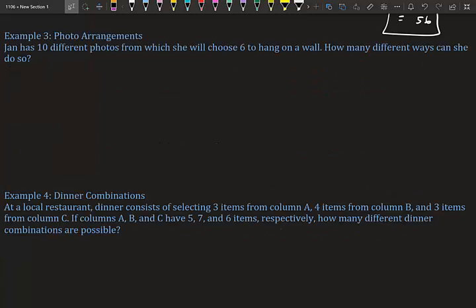Jan has 10 different photos from which she will choose 6 to hang on the wall. How many different ways can she do so? So in here, she's not asking about order or anything. Jan just wants to hang photos. So if she just wants to hang photos and doesn't care about order, this is a combination. So it's a combo. Since it's a combination, we're going to be using our formula for combinations.